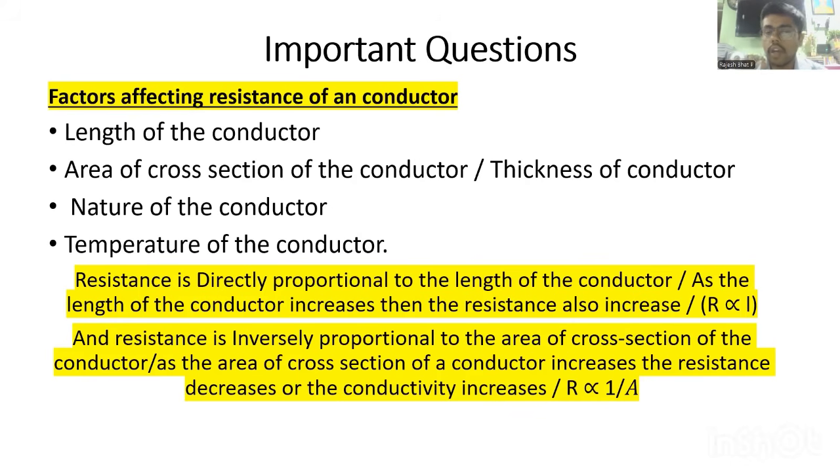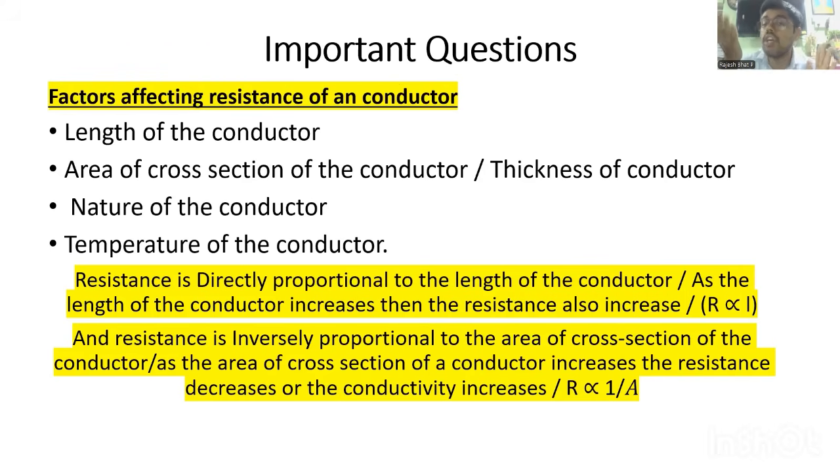Now, what I have highlighted in yellow: sometimes they will ask how resistance varies with current, how resistance varies with the length of the conductor, how the area of cross section varies with resistance. It is the same thing: more the length of the wire, more the resistance. It is directly proportional. Next, as the area of cross section increases, the resistance decreases. How does it vary? Inversely proportional.